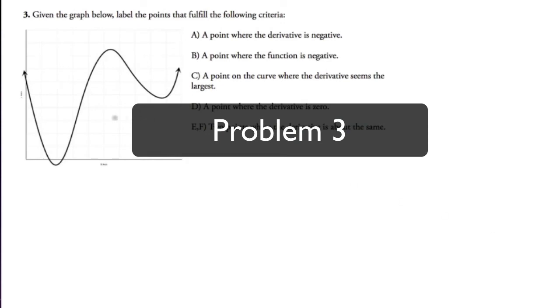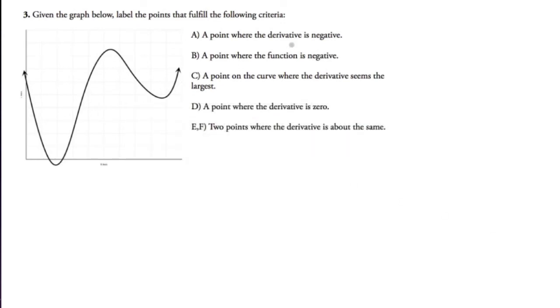Okay, so we have this function here, and we want to figure out all these items. So let's just start off with the first one right off the bat. We want to find a point where the derivative is negative. Now, there's more than one point, of course, but the derivative is negative anywhere where the function is decreasing. So anywhere right along here or right along here. Those are all points where the derivative is negative.